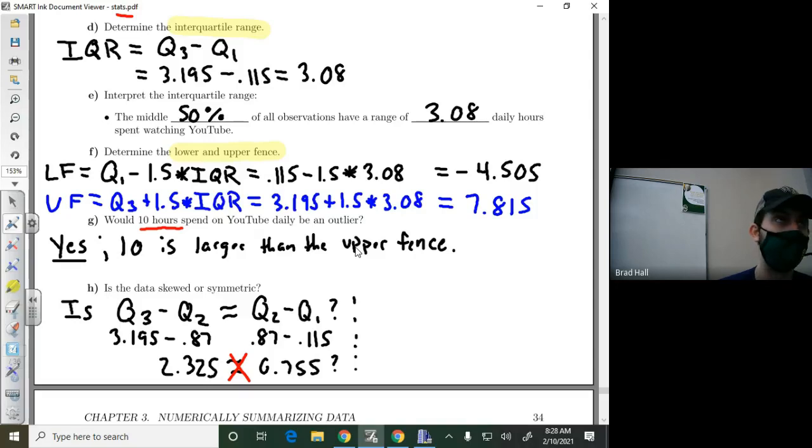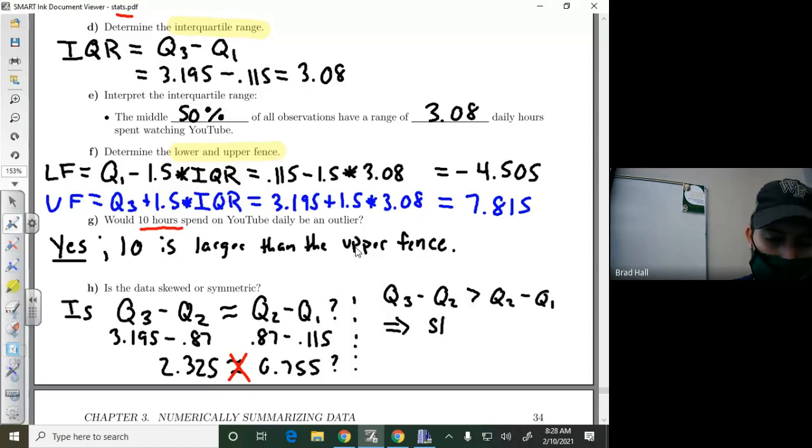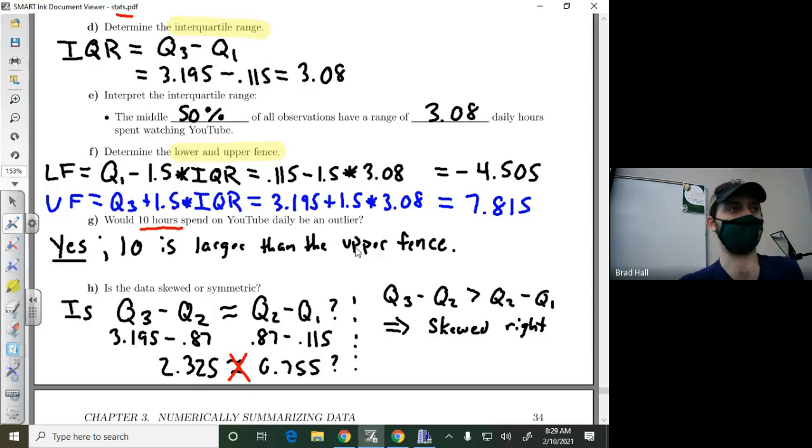Was that the larger one? Oh yeah, it is the larger one. The one with more dispersion at the end is going to be the direction of the tail. So Q3 minus Q2 is larger, which implies skewed right. So that was one way I saw the book explain it when you're dealing with skew and median values.